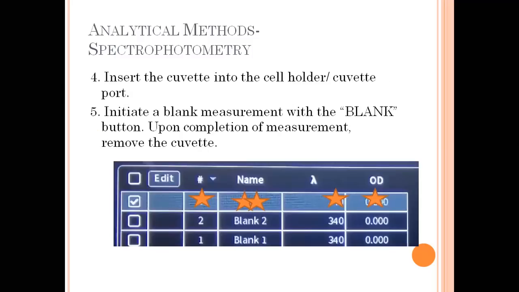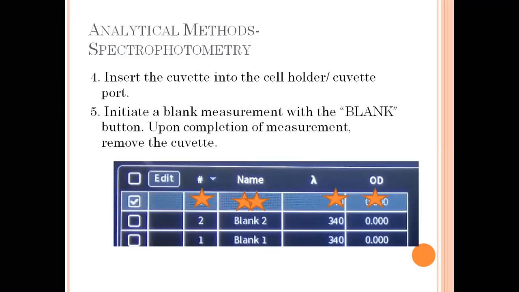So insert the cuvette into the cell holder or the cuvette port. Once you already insert that, again, take note, that should be inserted arrow to arrow. So your cuvette port has two white arrows. The cuvette has an arrowhead. Sa taas, dapat magkatapat sila. Okay? Hindi pwedeng nakatapat sa gilid. Dapat magkatapat, arrow to arrow.